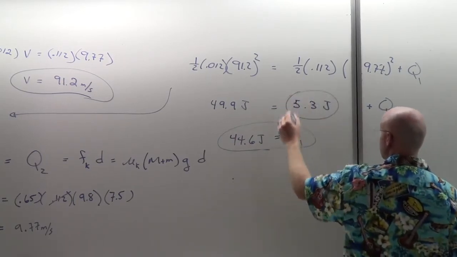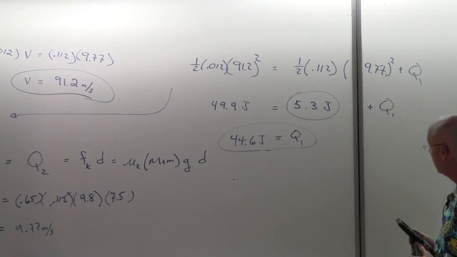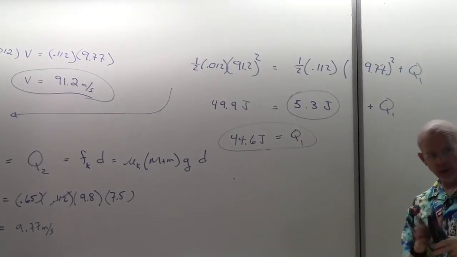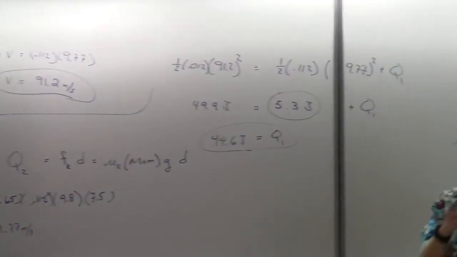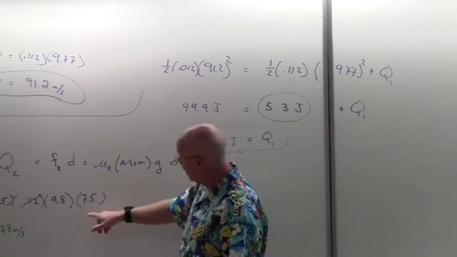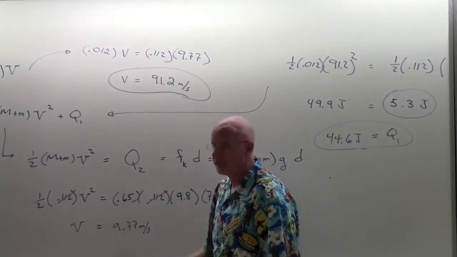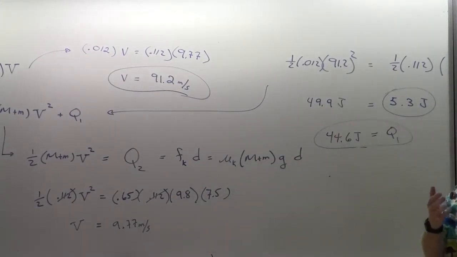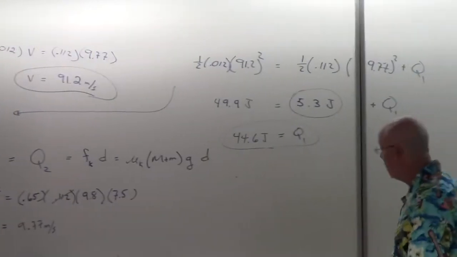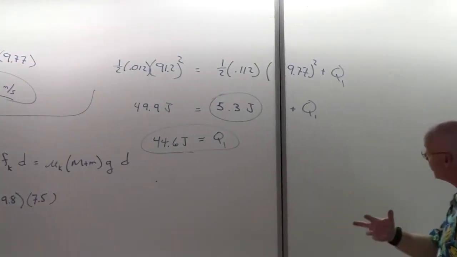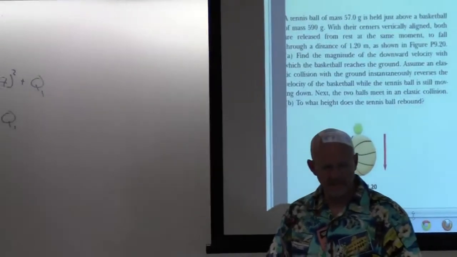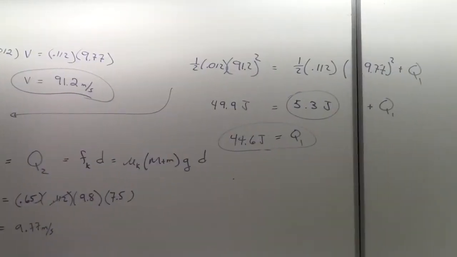And, of course, the small one, the 5.3, is the kinetic energy still remaining after the impact. And that's the amount that would be equal to the Q2. And so most of this energy is converted into heat energy upon the impact. 44, close to 45. There's only 5 left for later on. Yeah. Kind of answered it. Oh, okay, good.